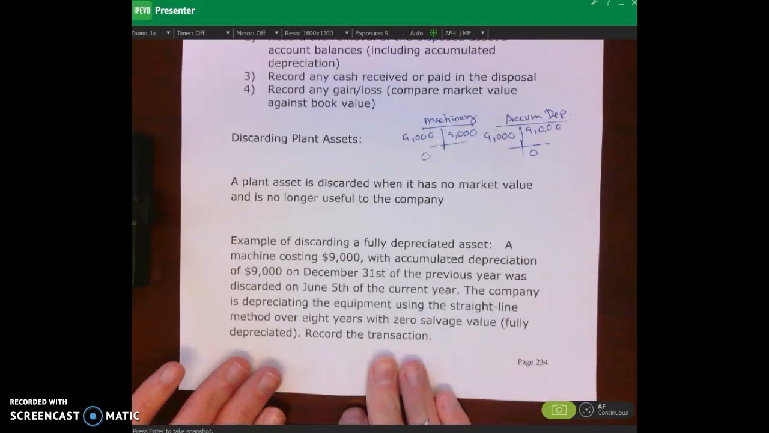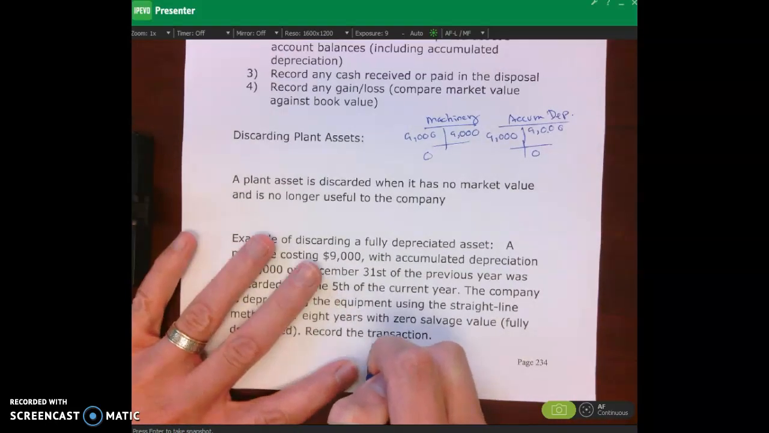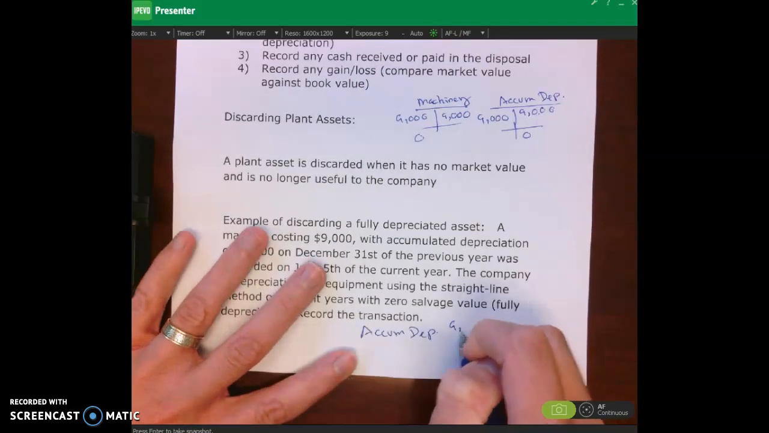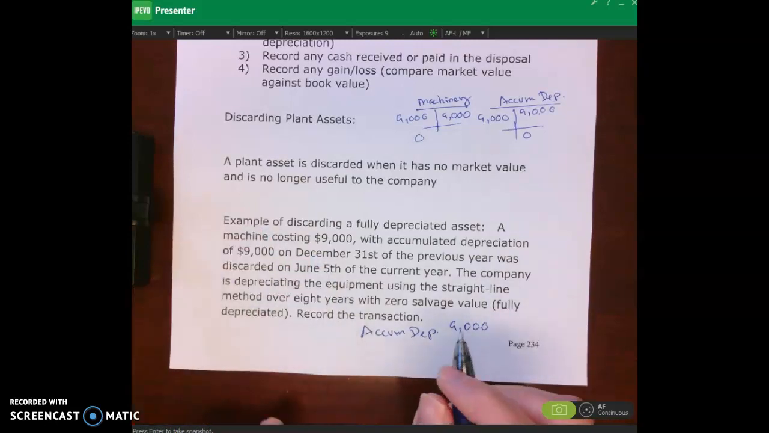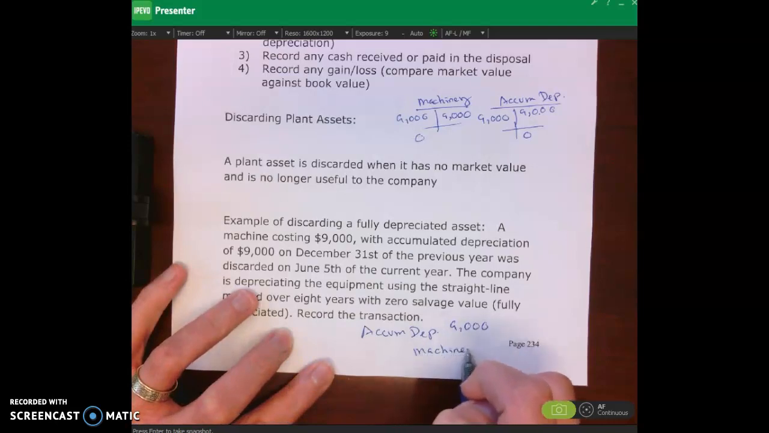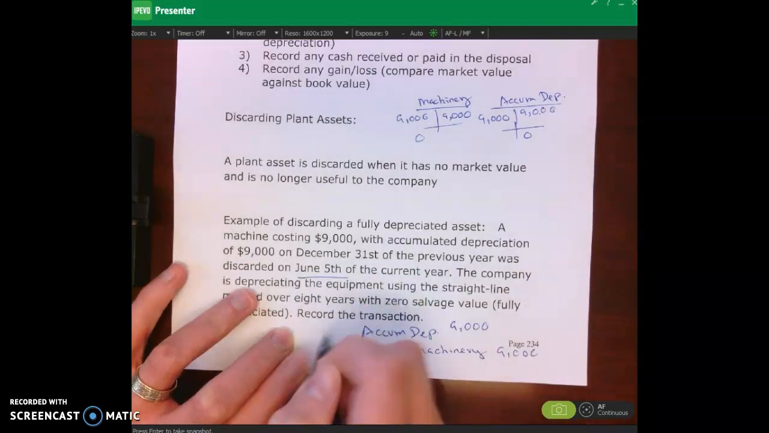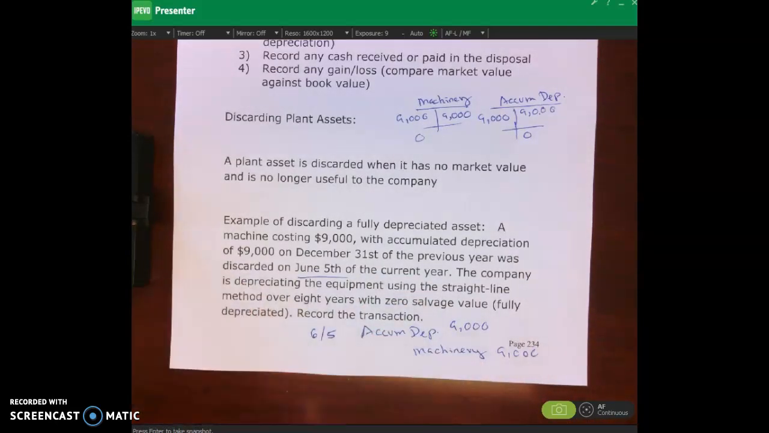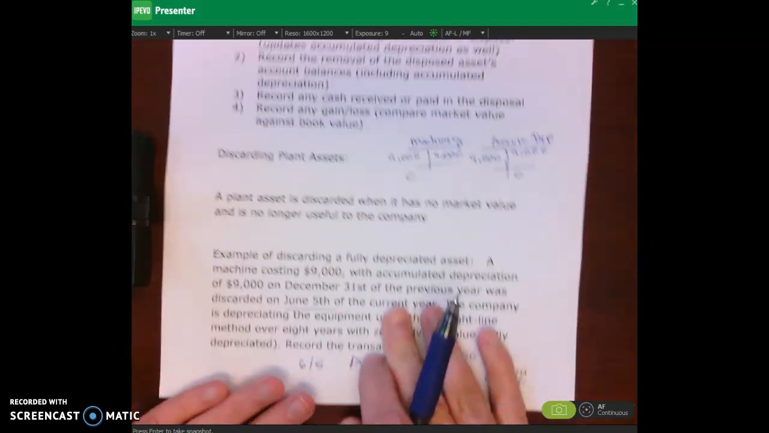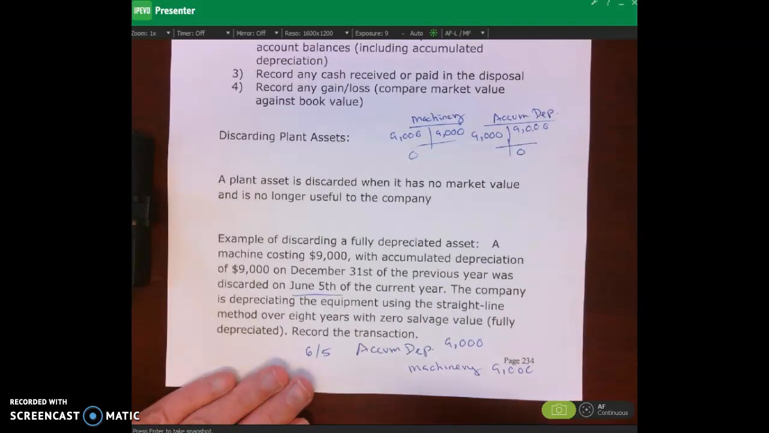So my journal entry here is simply debit accumulated depreciation for $9,000, and then we will credit machinery for $9,000. Of course, this would be on June 5th, so on 6/5. That's our journal entry. Okay, and we don't need to do this first part, record depreciation up to date. Why? It's fully depreciated. It's no more depreciation. Okay, all right.